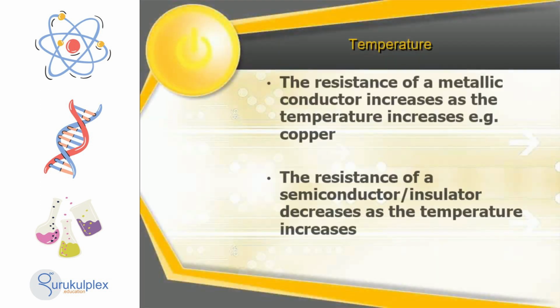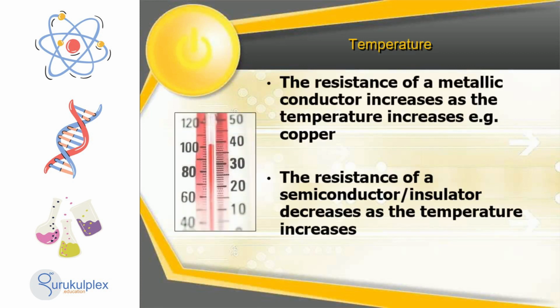Understanding how temperature affects resistance is essential when designing and maintaining electrical circuits. The resistance of metallic conductors, such as copper, increases as the temperature rises, while semiconductors and insulators have a decrease in resistance as the temperature increases.